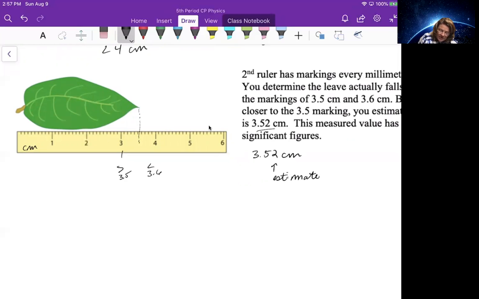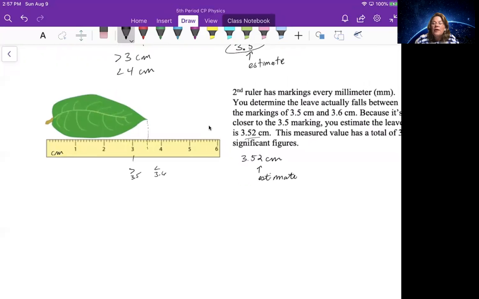And now this device, which is more accurate than the previous device, has the ability to have 3 sig figs. Okay, so your device is what determines the number. Your measurement device is what really determines the number of significant figures.